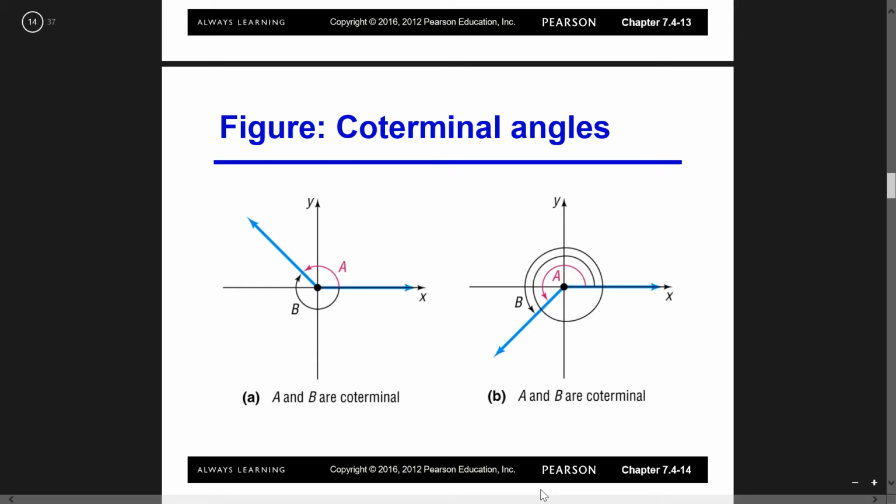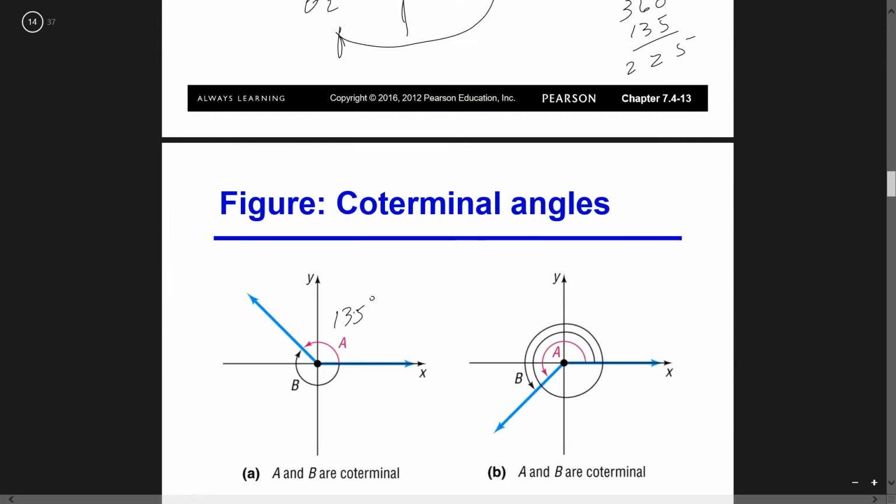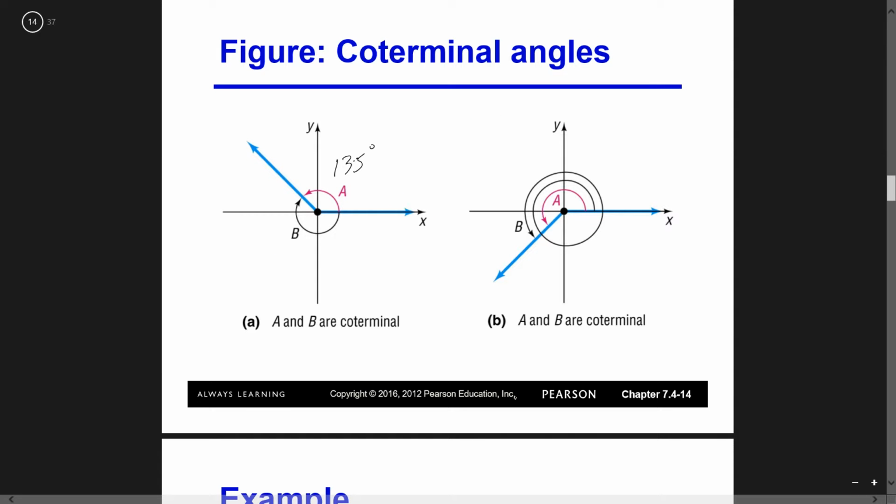Here's other examples. Well, this is exactly the example I just showed you. 135 degrees and 225 degrees. Another example is to go over A, which would be in this case 180 and 45, 225 degrees.